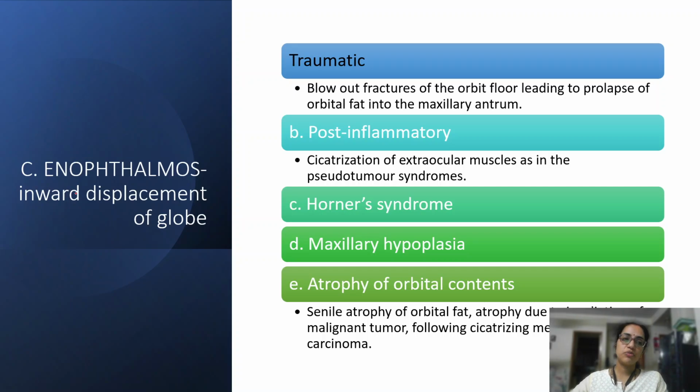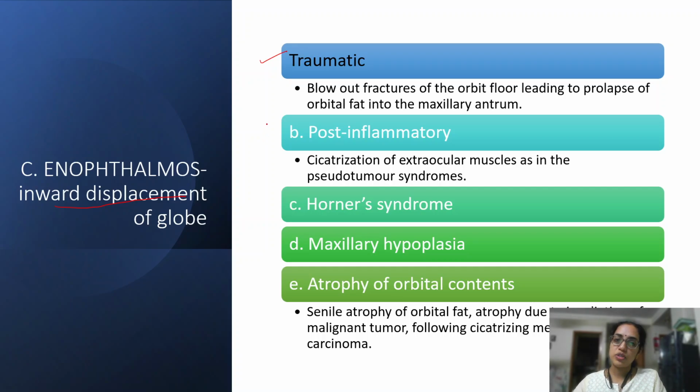Coming to enophthalmos, what is enophthalmos? It's inward displacement of the globe. It can be following trauma, which is the most common cause. Usually it follows blowout trauma, blowout fractures of the orbital floor or the medial wall, leading to prolapse of the contents of the orbit into the neighboring structures. So there is a decrease in the contents of the orbit, leading to enophthalmos.